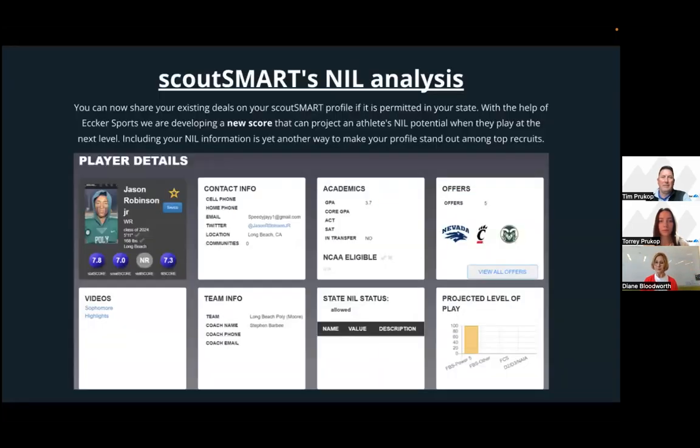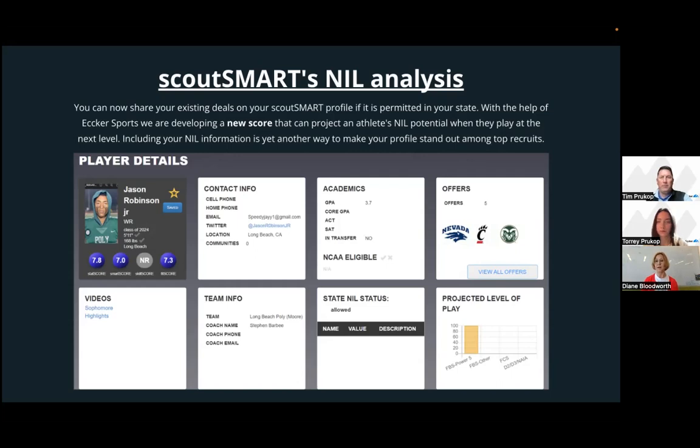All right, next slide. A little bit about NIL. So working with Eccker and taking a look at what's going on in name, image, and likeness, we did add to our profile if the state allows NIL at the high school. So you'll see this profile says NIL is allowed. And because it is allowed, if this player, Jason, had any NIL deals, he could enter those into his profile, the name of the deal, the value, a little bit about it.